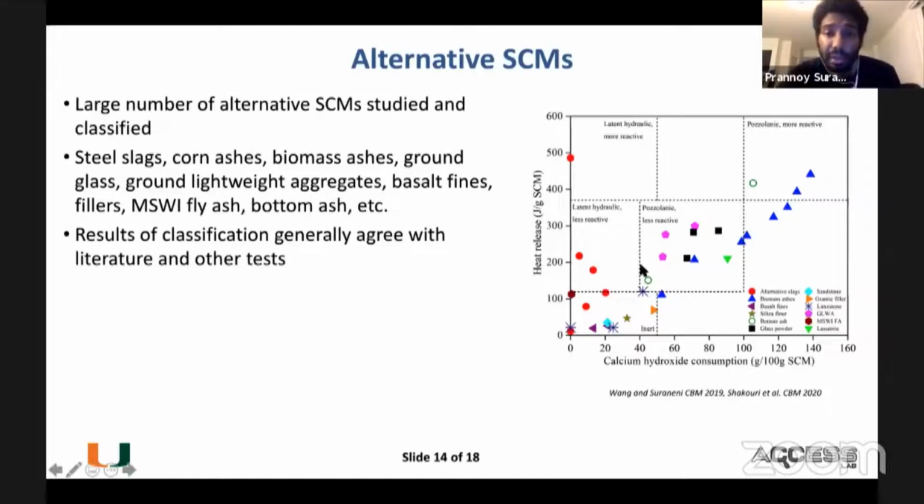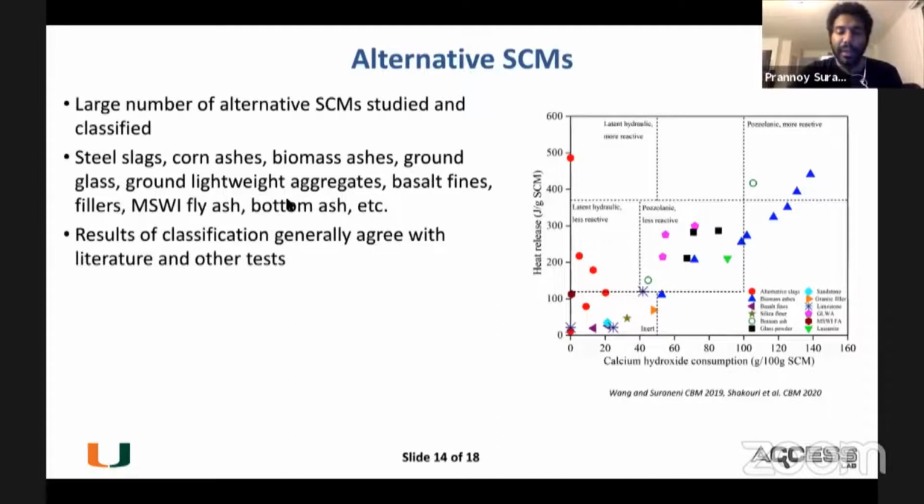And we've shown, for example, that several of these materials, which include some alternative slags, which include sandstone, which include granite filler, which include limestone, these are inert, right? So these cannot be used as SCMs. We've shown several others to be pozzolanic, we've shown several others to be hydraulic, and our findings generally agree with the results of literature and other tests we've done on these materials. So steel slags, corn ashes, biomass ashes, ground glass, ground lightweight aggregates, basalt fines, fillers, municipal solid waste incineration fly ash, bottom ash, all of these are materials that we have tested in our lab.